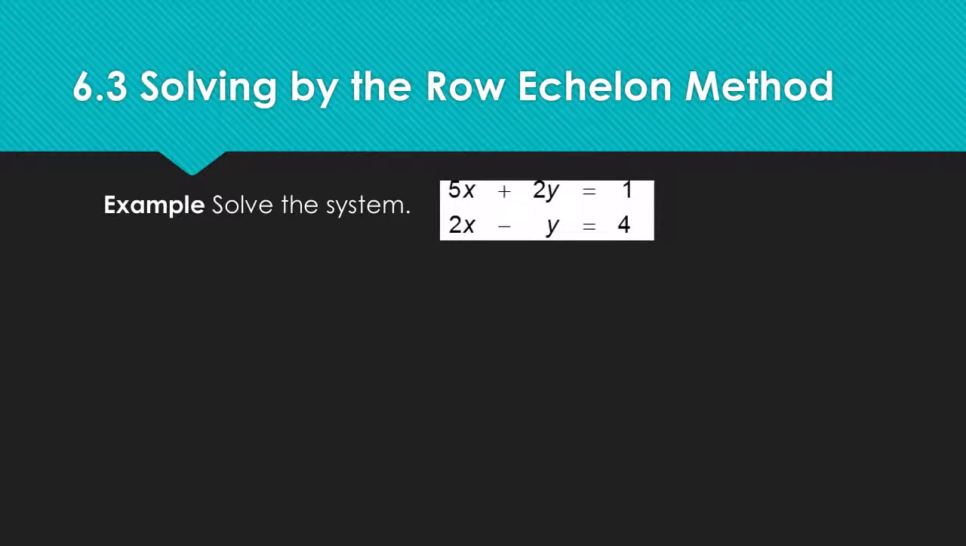So we're going to solve a really simple system here. We just have 2 variables, change it to a matrix, and why don't you give this a try? Pause the recording, give it a try, and then resume to check your answer.